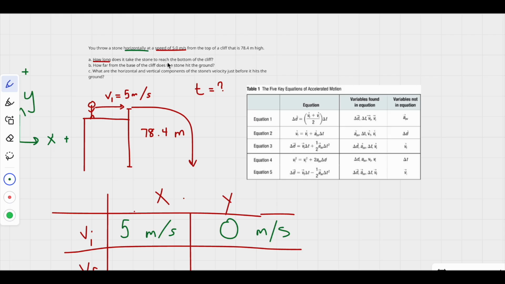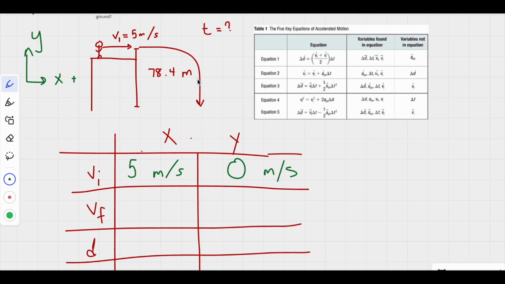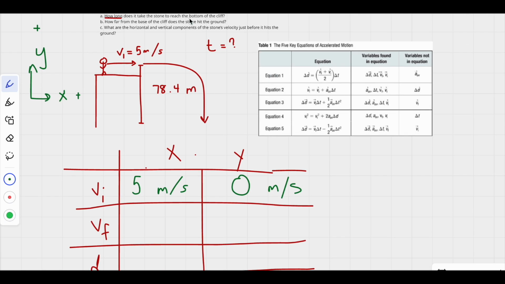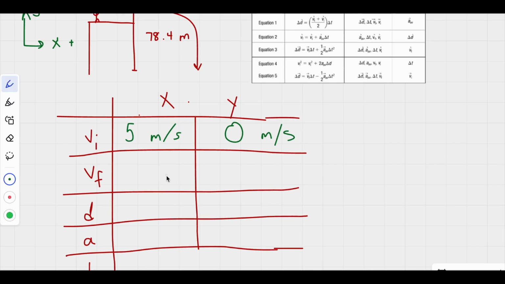So it does say how long does it take the stone to reach the bottom of the cliff. It doesn't say that the stone has come to rest at the bottom of the cliff. Usually you would see the words the stone comes to rest or the object comes to rest. If you don't see that, you should assume that the final velocity is just a second before it hits the ground. So you can't just assume that this is 0. We don't know what this is. We can just leave it.